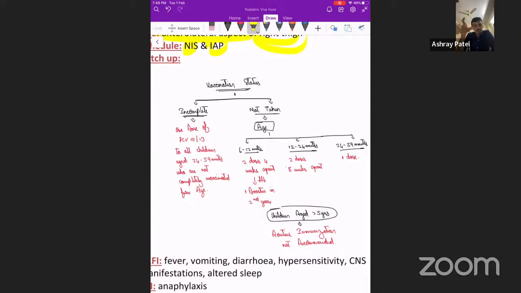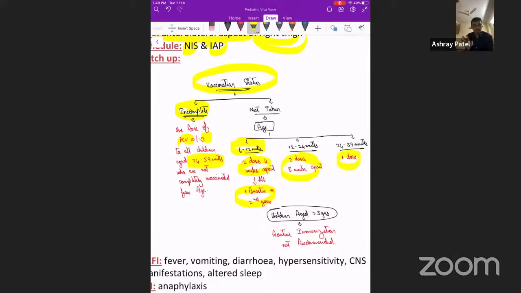Now, coming to the vaccination status: if the vaccination status is incomplete, then we give one dose of PCV 10 or 13 to all children aged between 2 to 5 years who are not completely vaccinated for their age. They have taken inappropriate vaccines, like they have taken it once and are lost to follow up. In that case, we give one dose. If they have not taken the vaccine at all, then we go by age. If it is between 6 to 12 months, then we give two doses 4 weeks apart, followed by one booster in the second year. If it is 12 to 24 months, then we give two doses 8 weeks apart. If it is more than 2 years, then just a single dose.